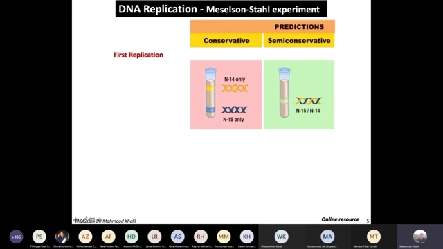But if it's conservative, you will see two populations of DNA in the bacteria. One of them is totally N14, and one of them is totally N15. And because N15 is heavier, it will migrate deeper in the centrifugation, so obviously there are two bands. So that's the prediction, depending on whether the mechanism of replication is conservative or semi-conservative.